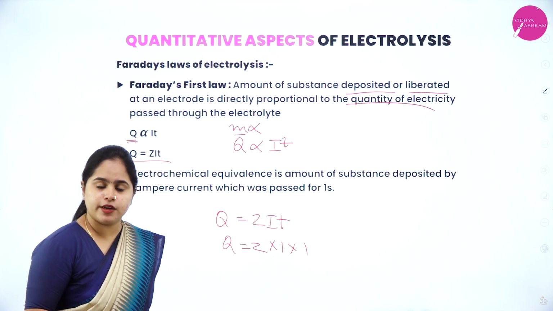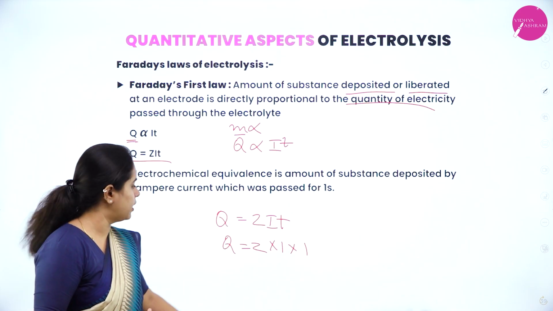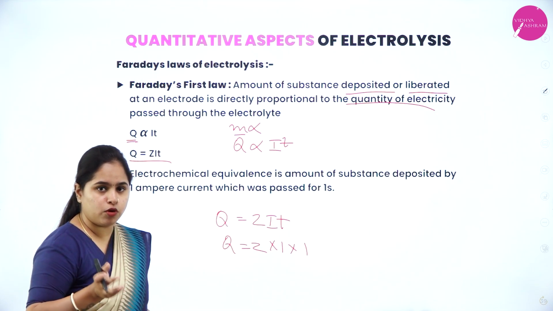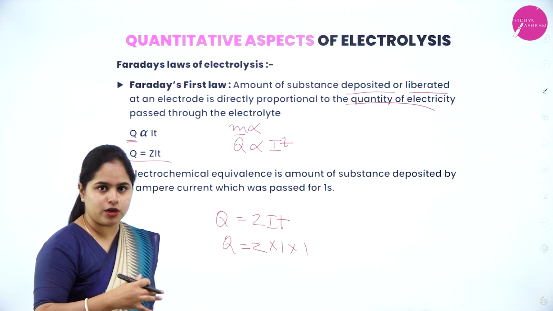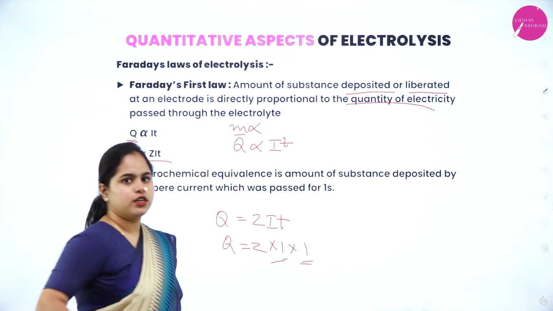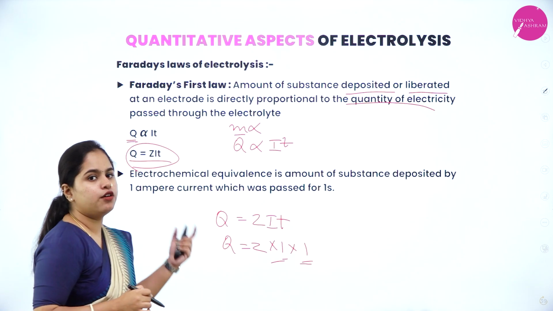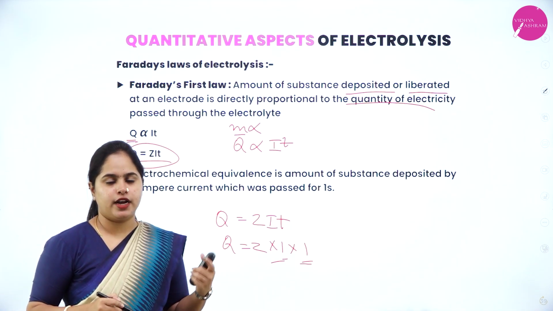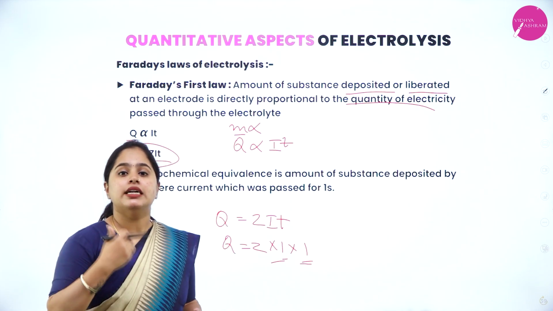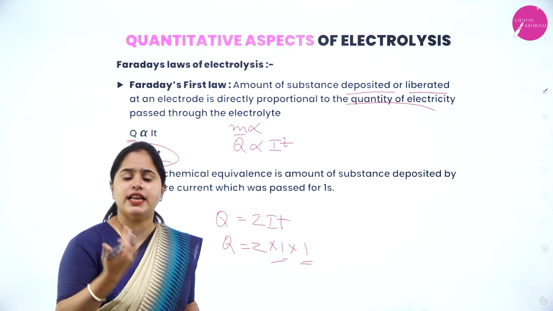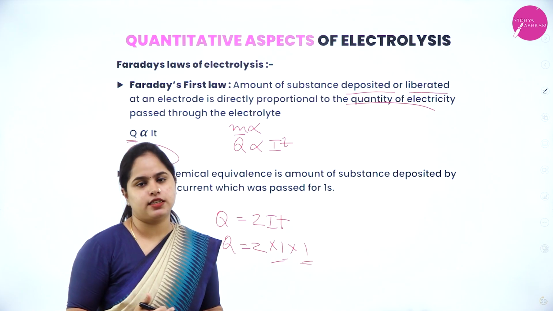So how can I define electrochemical equivalence? It is the amount of substance which is deposited or liberated when 1 ampere current is passed through the electrolyte solution for 1 second. This is the definition of electrochemical equivalence, and this is the equation for Faraday's first law: the amount of substance deposited or liberated is directly proportional to the amount of electricity passed through the electrolyte solution. So it is based on the amount of electricity passed.